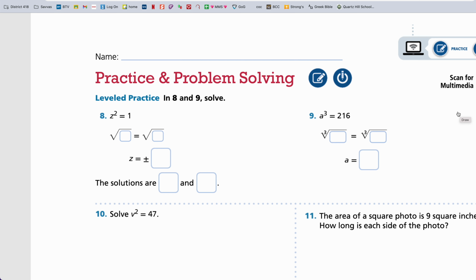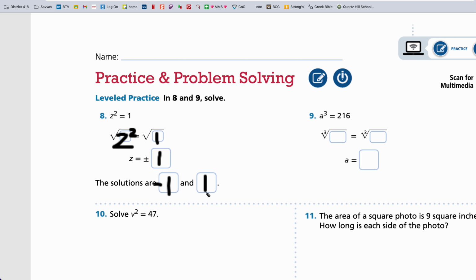What goes in these first two boxes? Z squared and 1, so we're taking the square root of z squared equals the square root of 1. What is the square root of 1? 1. Be more specific. Negative 1, positive 1. Positive or negative 1. Okay, plus or minus 1. So the solutions are negative 1 and positive 1. Square roots, you can't leave those out anymore. You've got to think of both solutions.